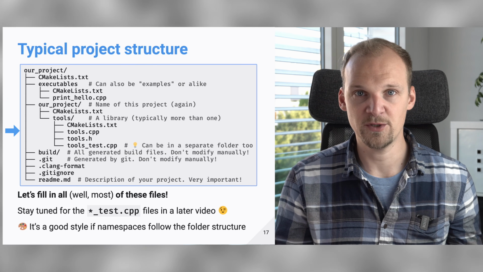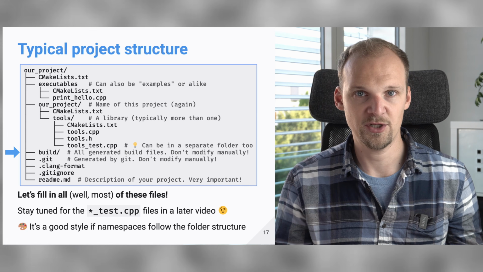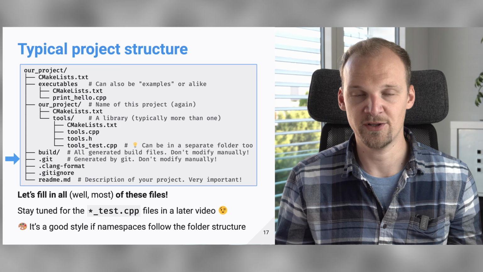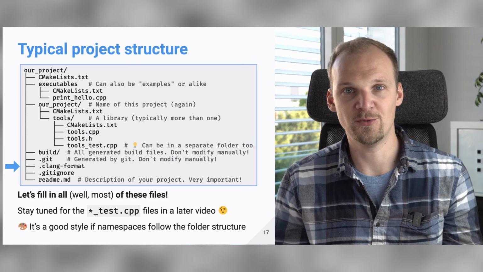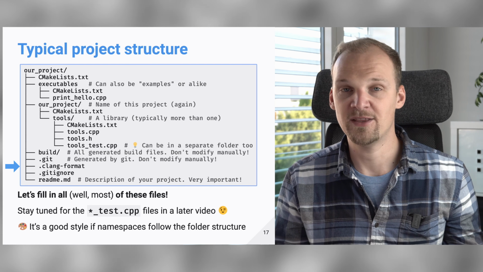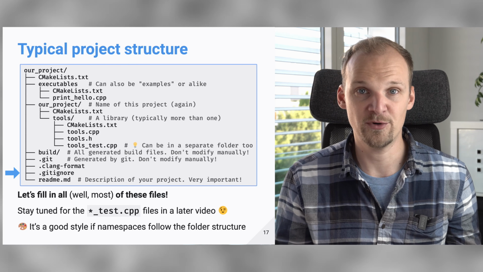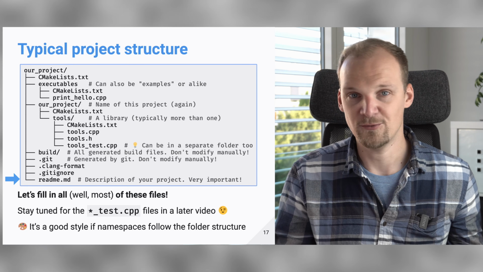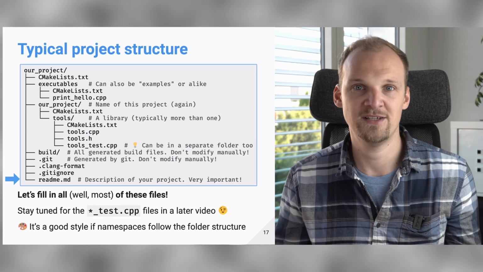Then we have the build folder, which is something generated by CMake directly. And then there is a bunch of other files which are useful for the project maintenance. .git is generated by Git. You should not create it on your own. The .clang-format defines the clang-format rules that clang-format will use to format the code in your project. Then there is .gitignore, which just helps ignoring certain files in Git. And finally, a very important file, the README.md, that's the interface to your project for the user. So when somebody opens your project, that's what they will first look at. What it does, how it does it, and how to run it.